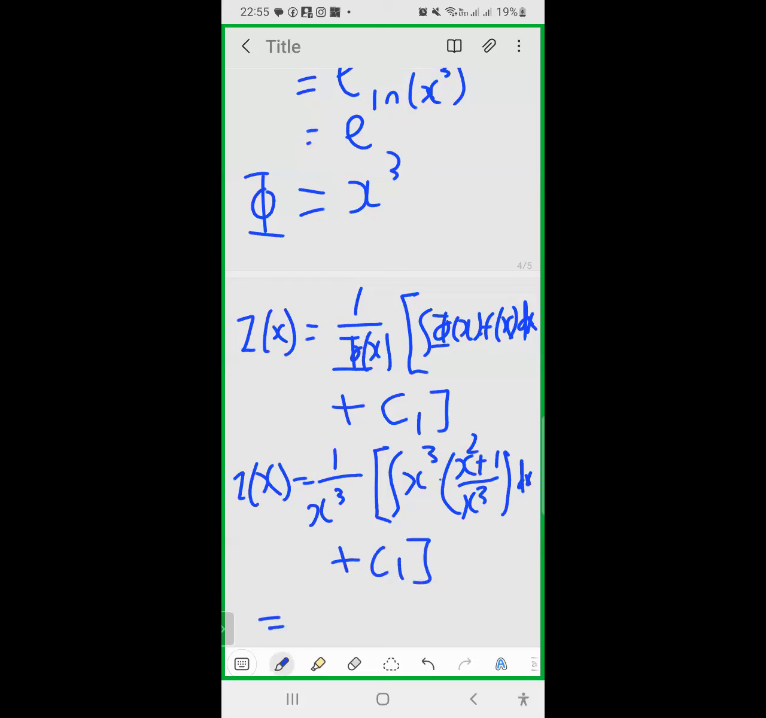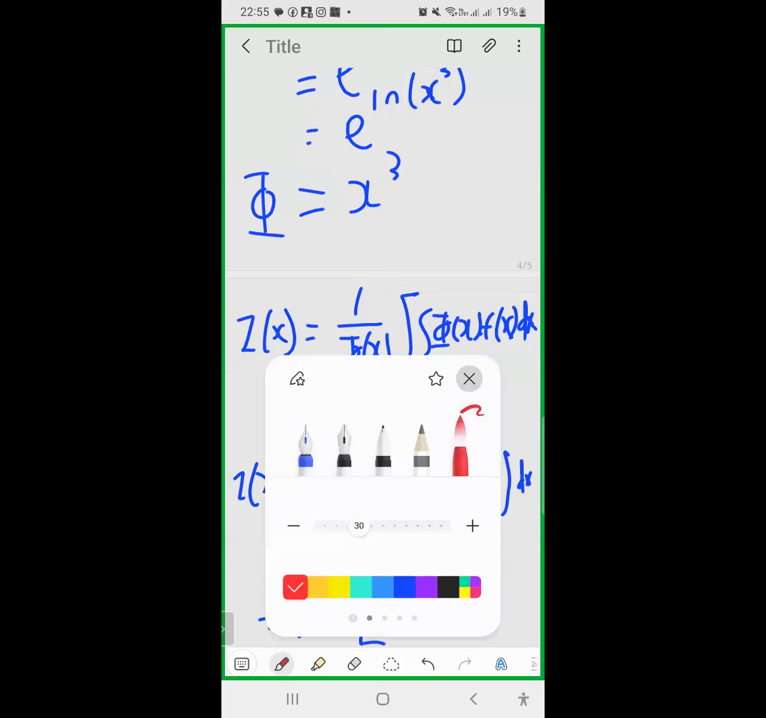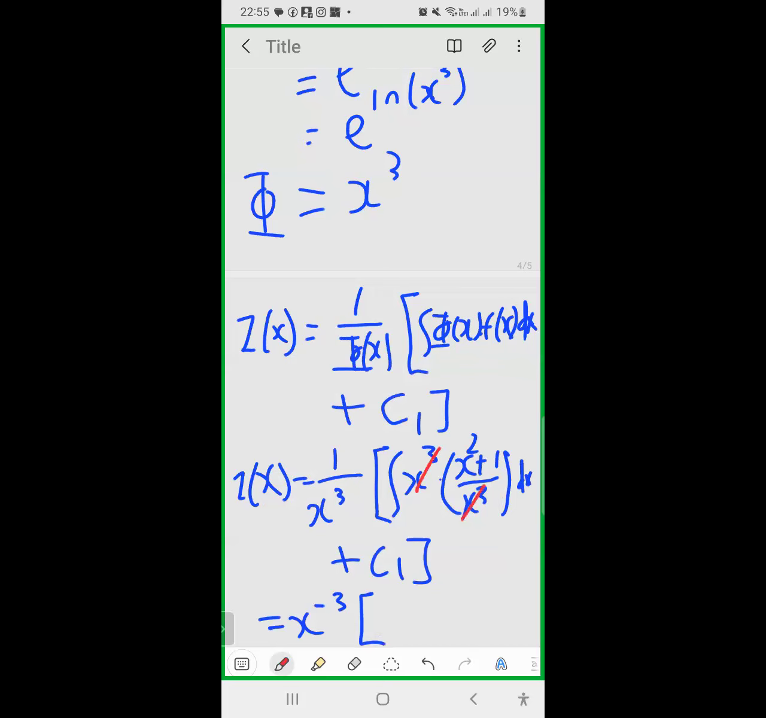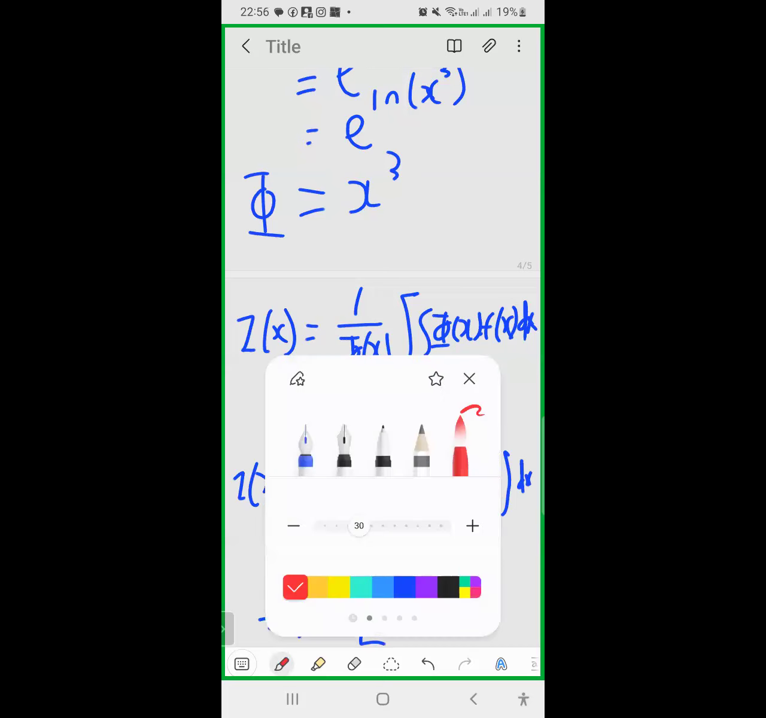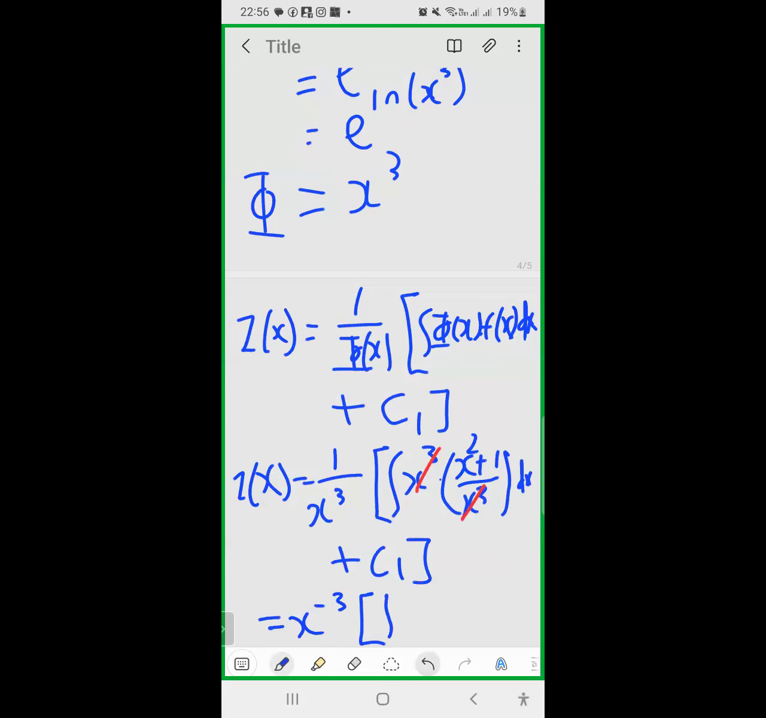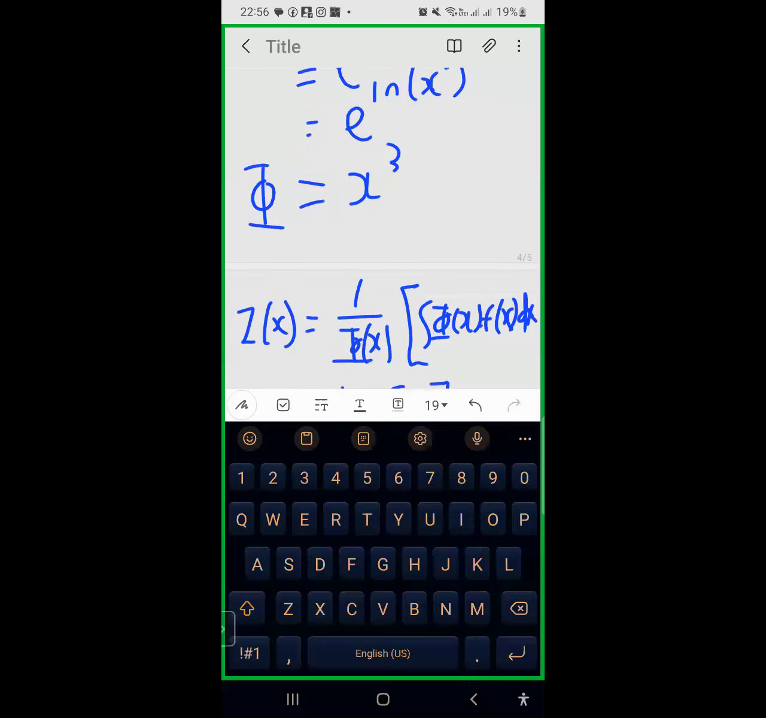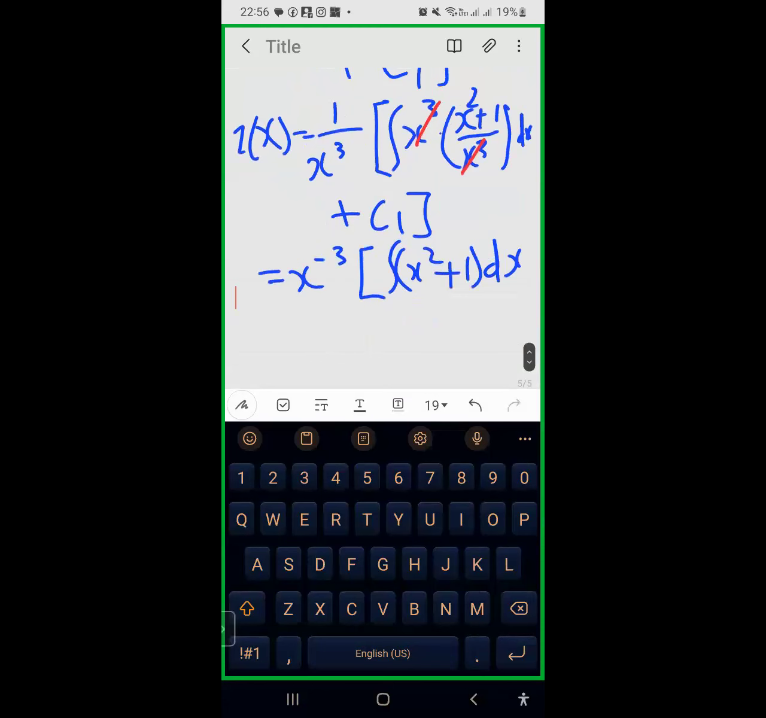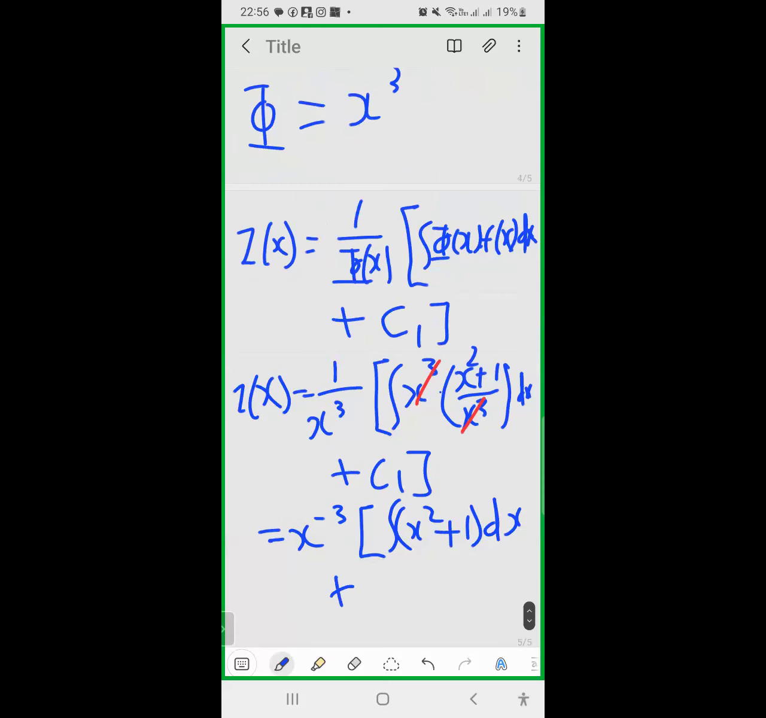Therefore, I can write this as x to the power minus 3. Then we can notice that x cubed will cancel x cubed. So I'm just left with the integral of x squared plus 1 dx, then plus c1.